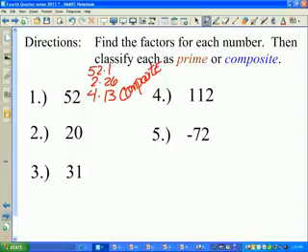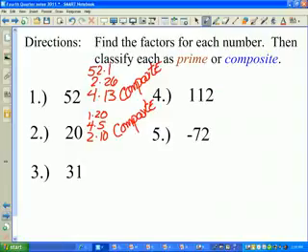For number 2, we have 20. So we can say 1 times 20. We can say 4 times 5. We can say 2 times 10. So we have more than just one set of factors, that is 1 and itself. So this is also a composite number.